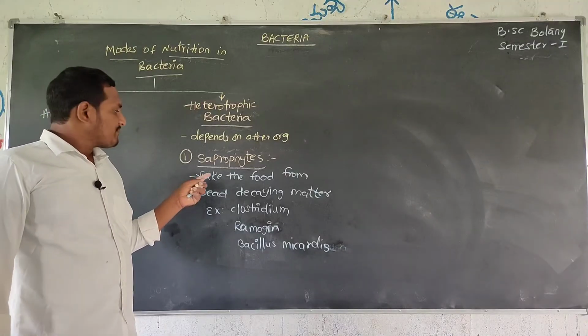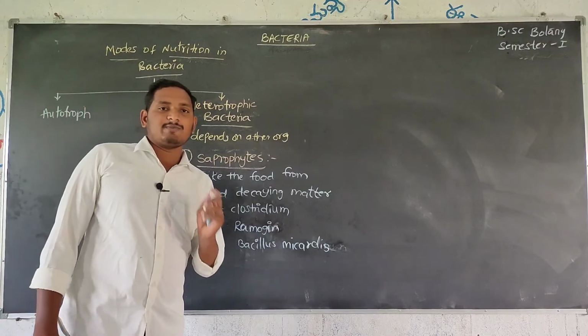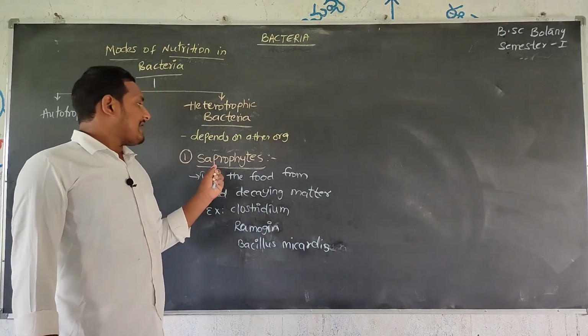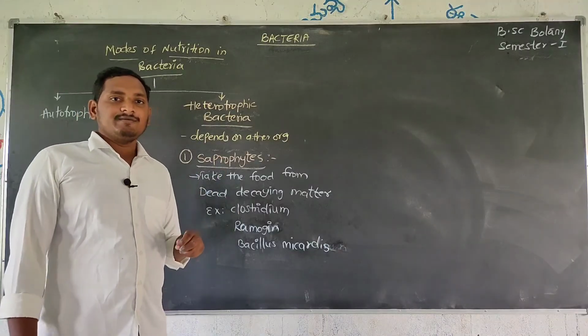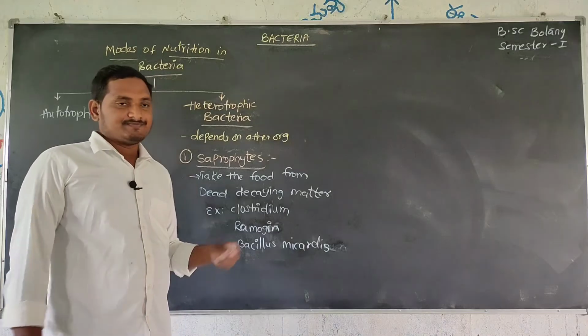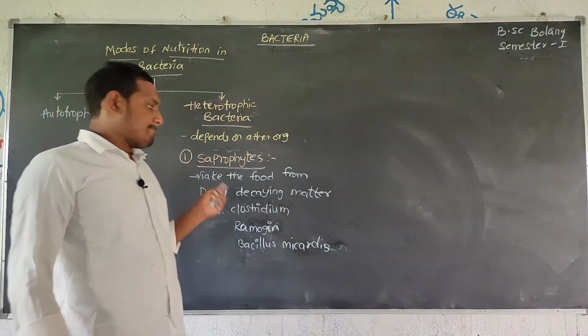Saprophytic bacteria take up the food from dead decaying matter. After death of animals and plants, they are decomposed by microorganisms. At that time, these bacteria enter the dead body and break down that organic matter to take up the food, either plant matter or organic matter, totally dead decaying matter.